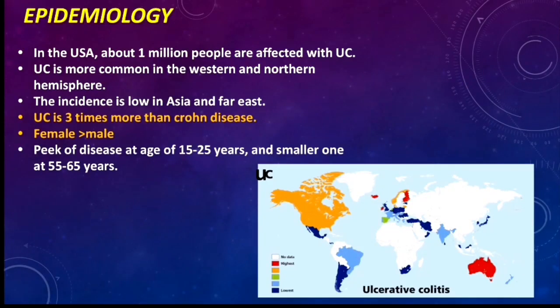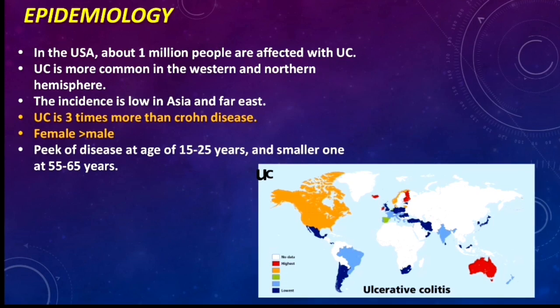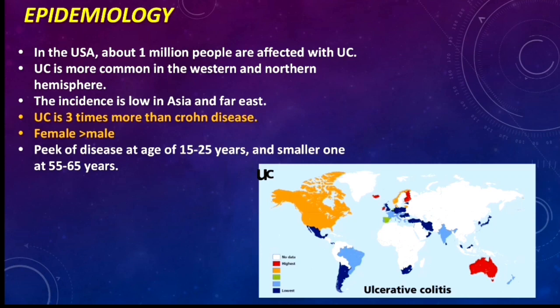Epidemiology of ulcerative colitis. In the United States of America, about 1 million people are affected with ulcerative colitis. It is more common in the Western and Northern Hemisphere. The incidence is low in Asia and the Far East, and 3 times more than in Crohn's disease. Females are more affected than males. Peaks of disease are at age between 15 to 25 years and a smaller one at age between 55 to 65 years.